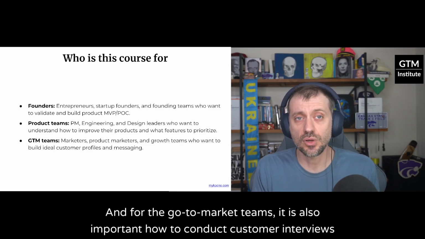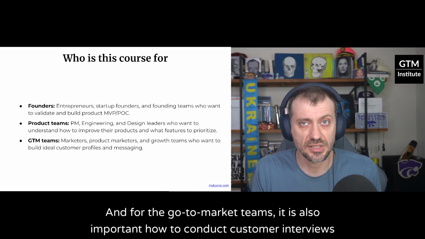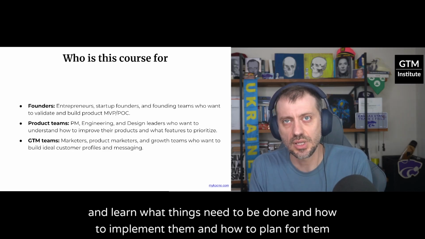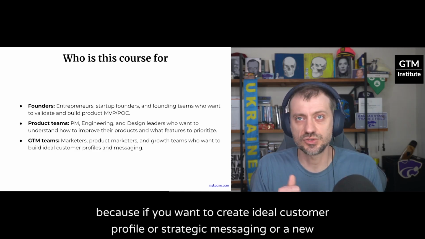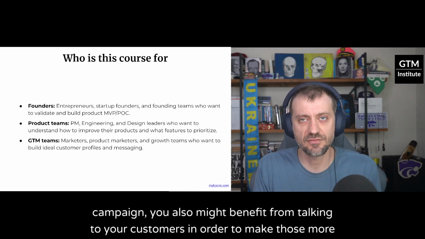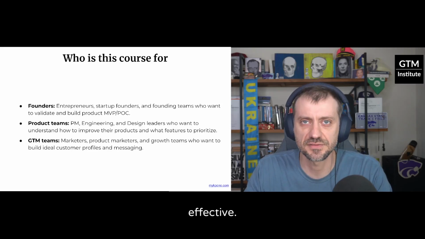And for go-to-market teams, it is also important to know how to conduct customer interviews and learn what needs to be done, how to implement it, and how to plan for it. Because if you want to create an ideal customer profile, strategic messaging, or a new campaign, you might also benefit from talking to your customers in order to make those more effective.